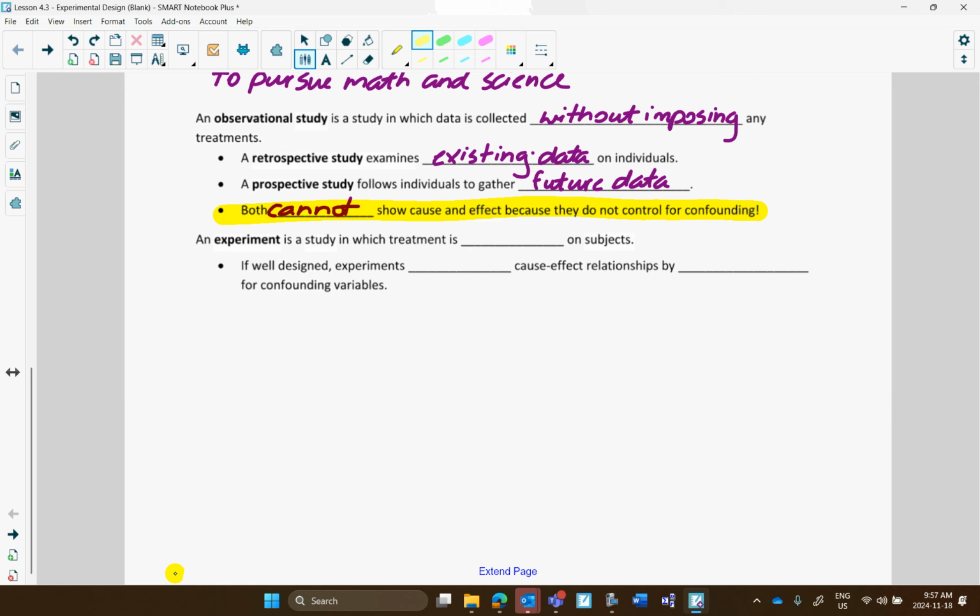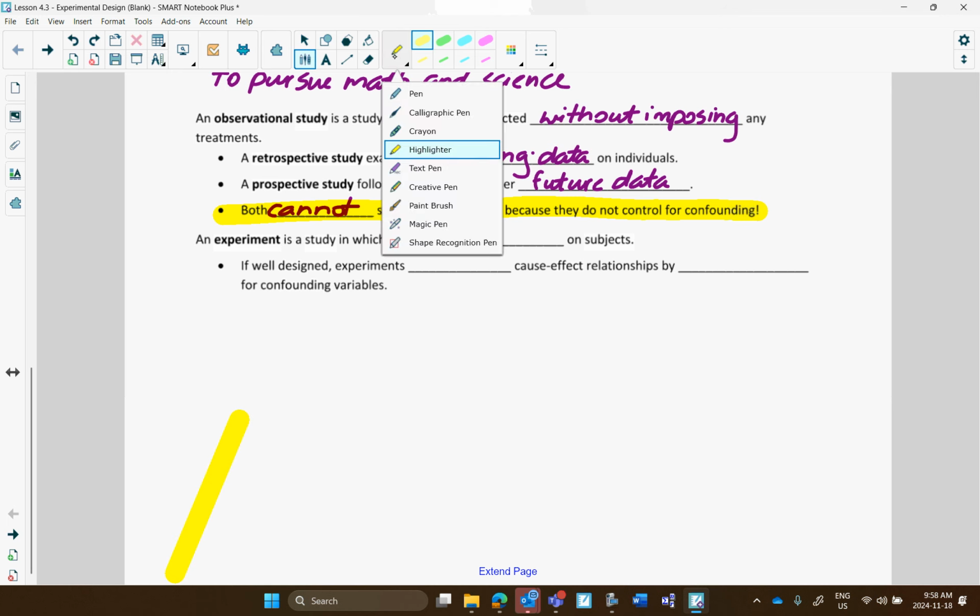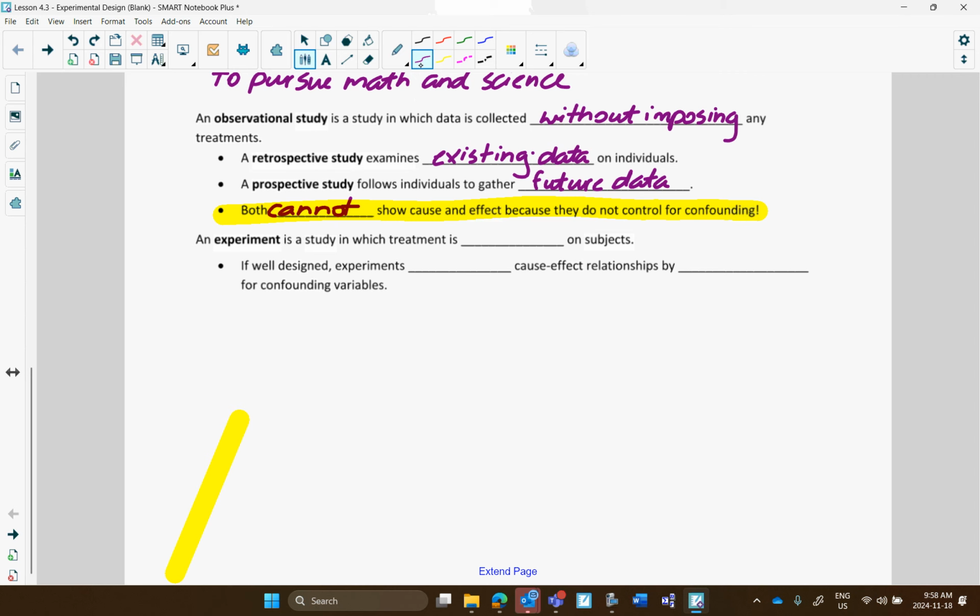When can we say something causes something else? When can we not say something causes something else? Basically, what it comes down to is that if you do an observational study or sampling, you can't imply cause and effect. But if you do an experiment and if you do it well, you can imply cause and effect. So we want to talk about experiments now. Okay?